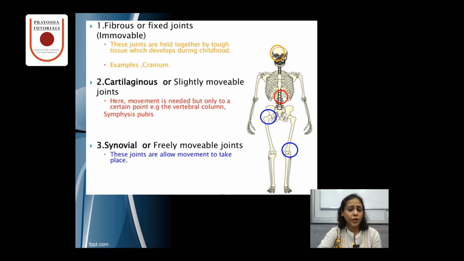The types of joints, we have 3 types. One is called the fibrous or fixed joint, which is totally immovable. These are forming your head area or the cranium, the brain box. They are held together by tough tissues which develop during childhood.